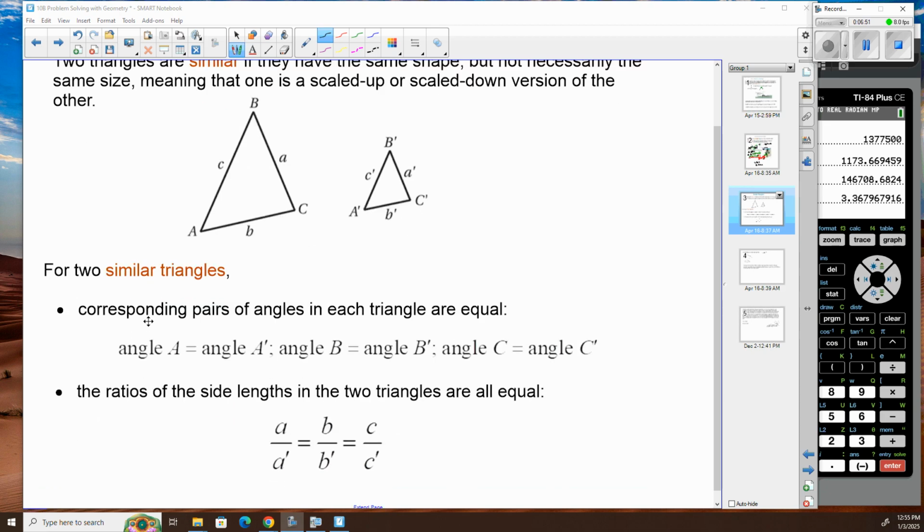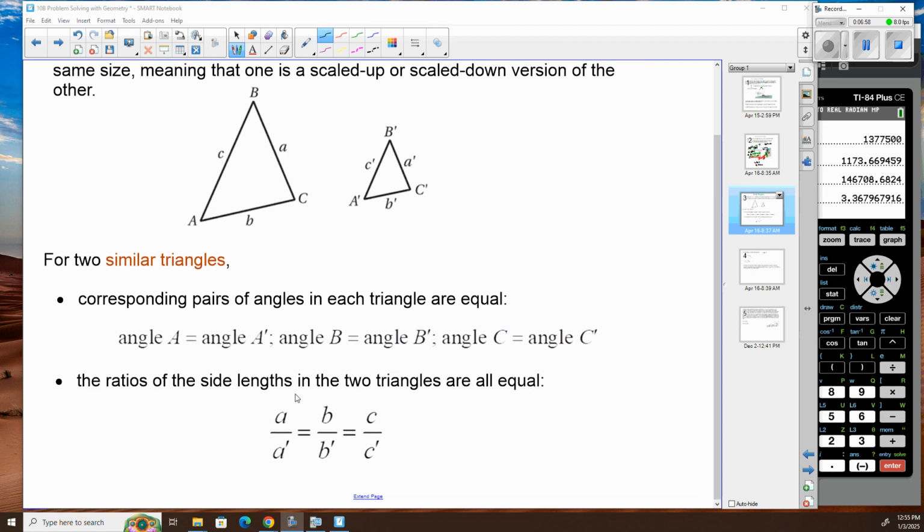So it says for two similar triangles, the corresponding pairs of angles in each triangle are equal to each other. And then the ratios of the side lengths of the two triangles are equal. So if I did the side length of A divided by A prime, I would get the same answer as if I did B divided by B prime, and I'd get the same answer if I did C divided by C prime. Or I could even flip these around and do A prime over A equals B prime over B equals C prime over C.